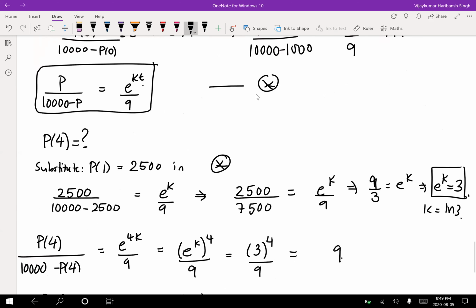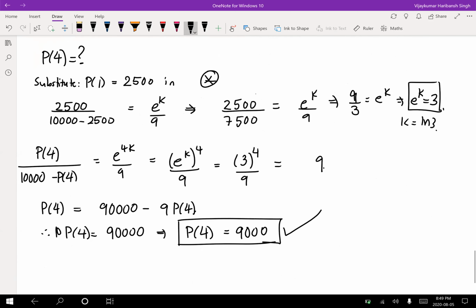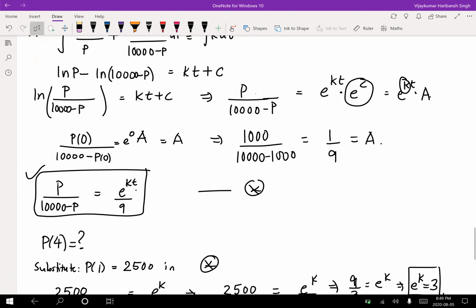Note that in this case, you could have also tried to solve for P of t if you wished. It's not really hard to find P of t here, but you don't need to find P of t unless the problem is asking you to do so.